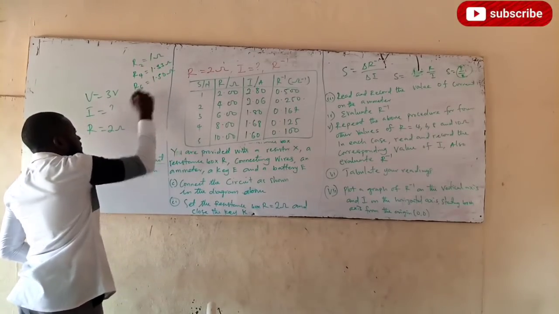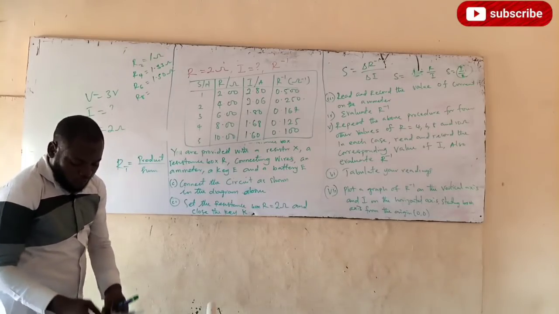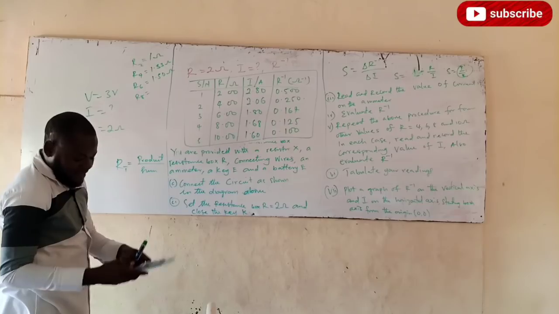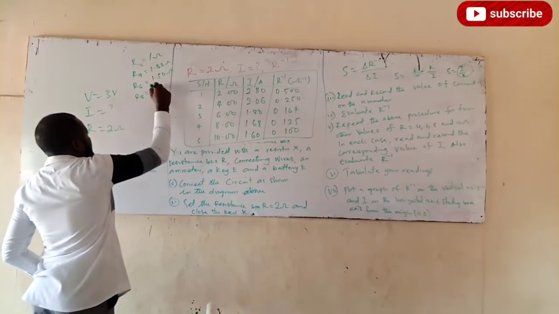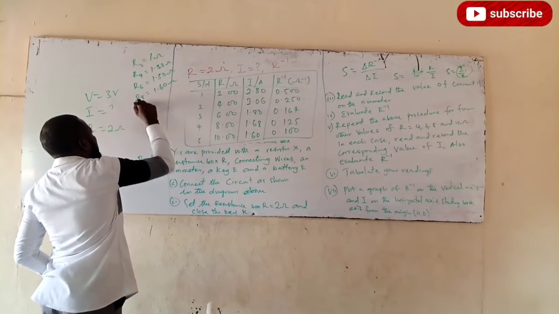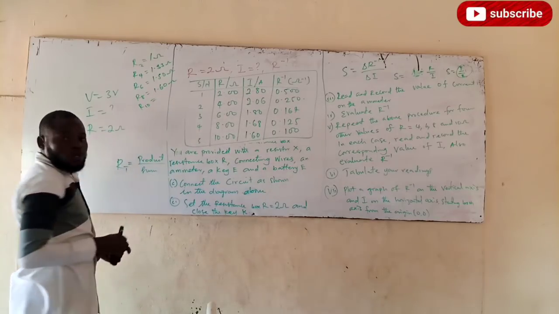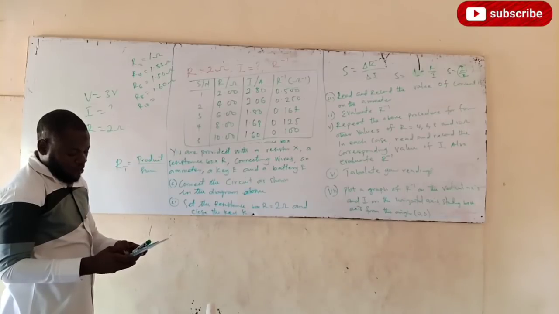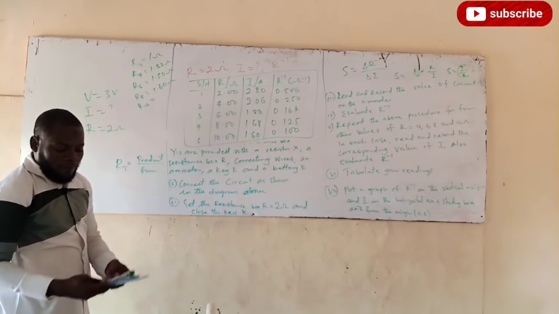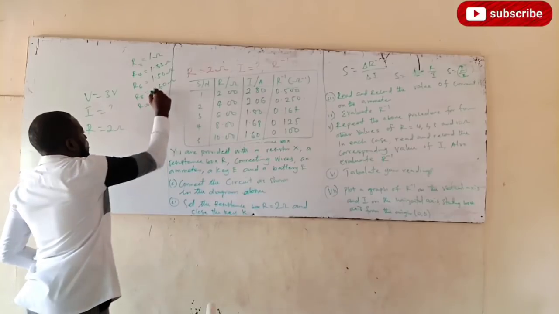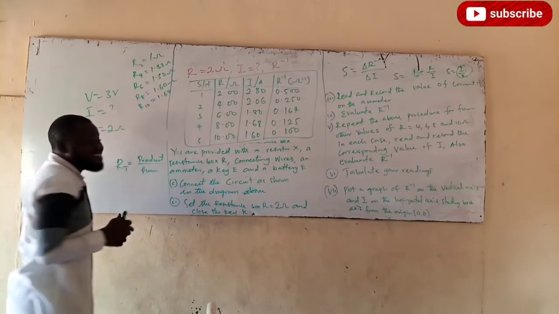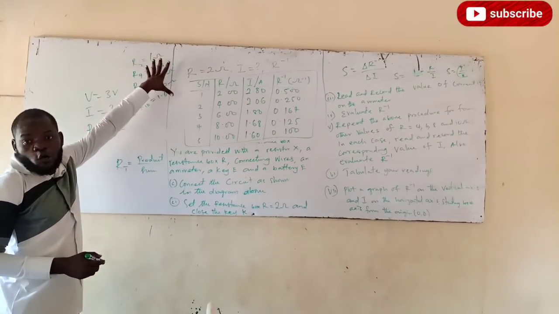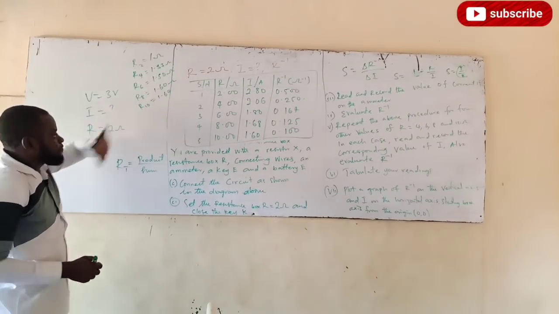When R is 8 ohms, that will be 16 divided by 10. 16 divided by 10, that will be 1.6. 1.60 ohms. When R is now 10 ohms, that will be 20 divided by 12. 20 divided by 12, you have 1.67. This is the equivalent resistor that we want to use to determine your current. Are we together now? Okay?